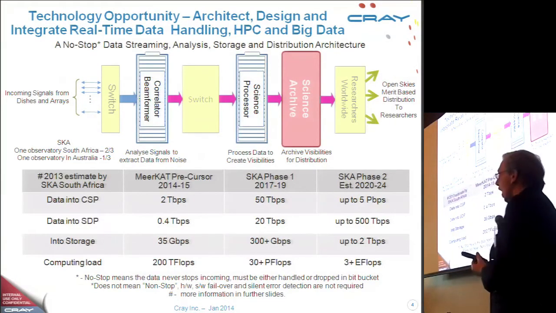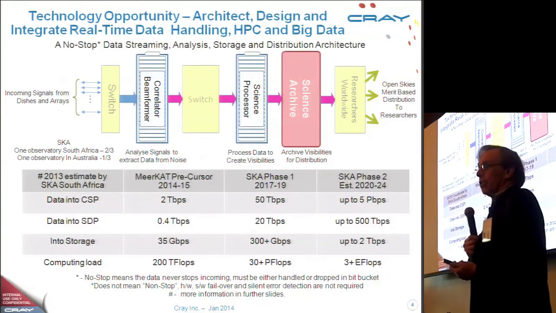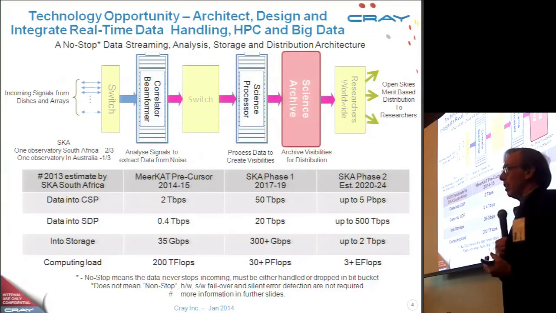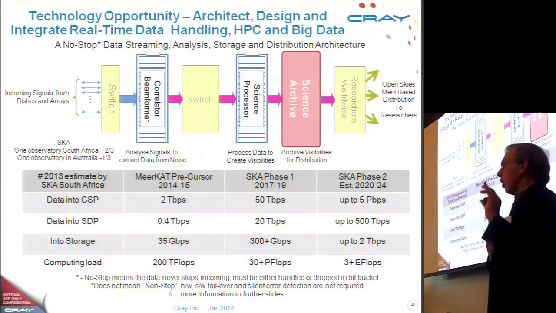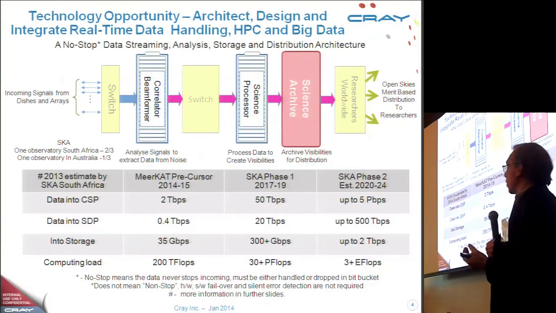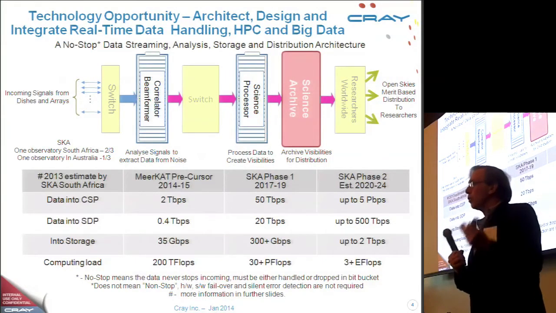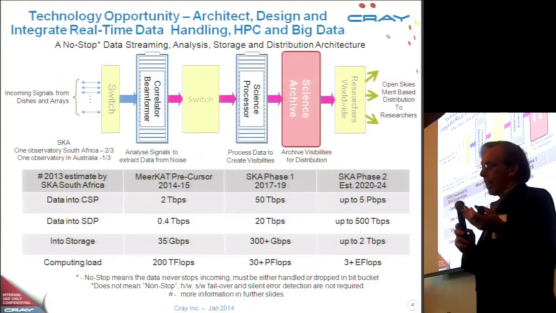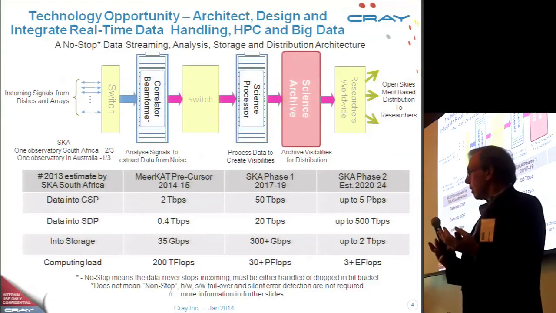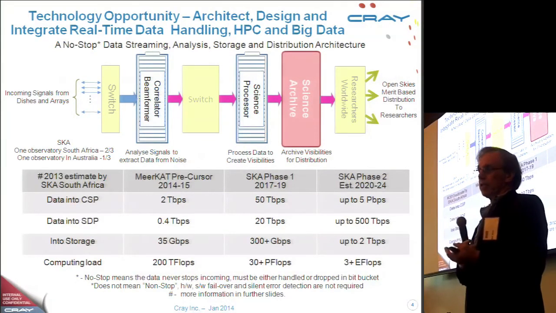That's a cartoon of the kind of system architecture that the project is thinking about. So the data comes in from the sensors, which are either dishes or arrays of dipoles. And over fiber lines, it's brought into a switch and then a correlator. And the correlator has basically two functions. One is to allow the data to be recognized from the noise. These are very faint signals.